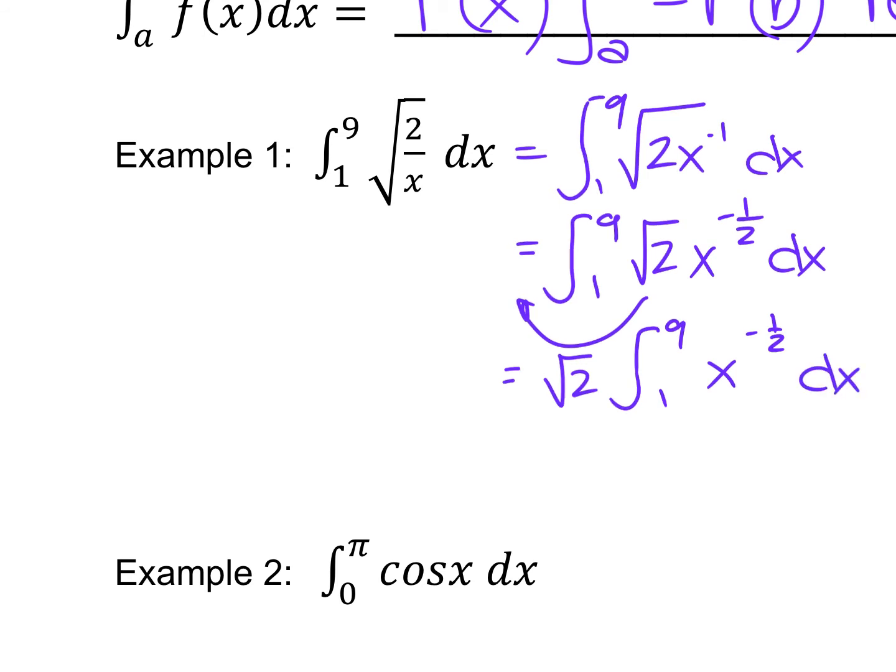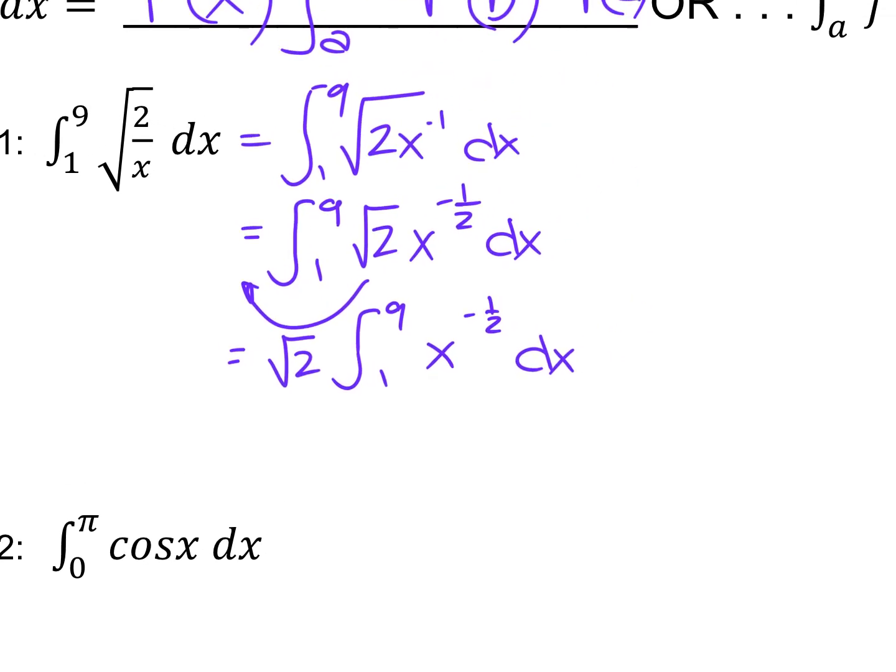How do we integrate x to the 1/2? You would just add 1. Yep, so I do my normal integration. It becomes x to the 3/2, right? What number goes out front? 2/3, but when you multiply by the root 2, it's just 1.